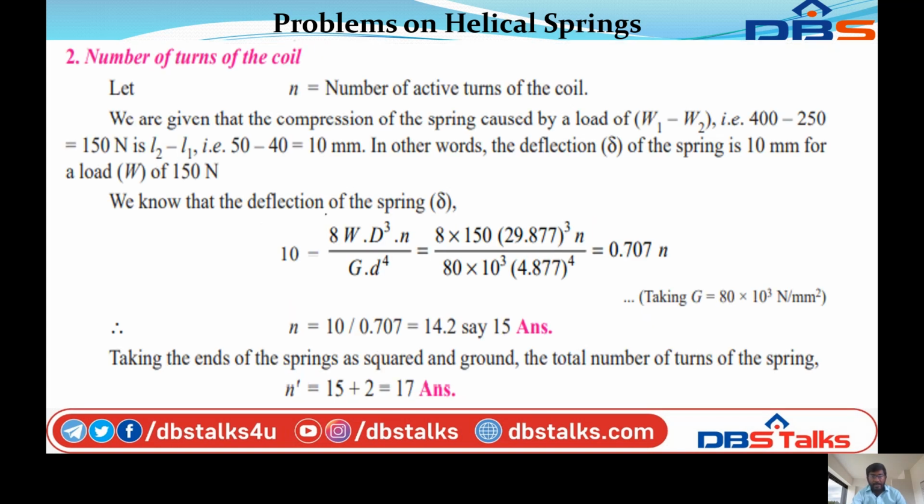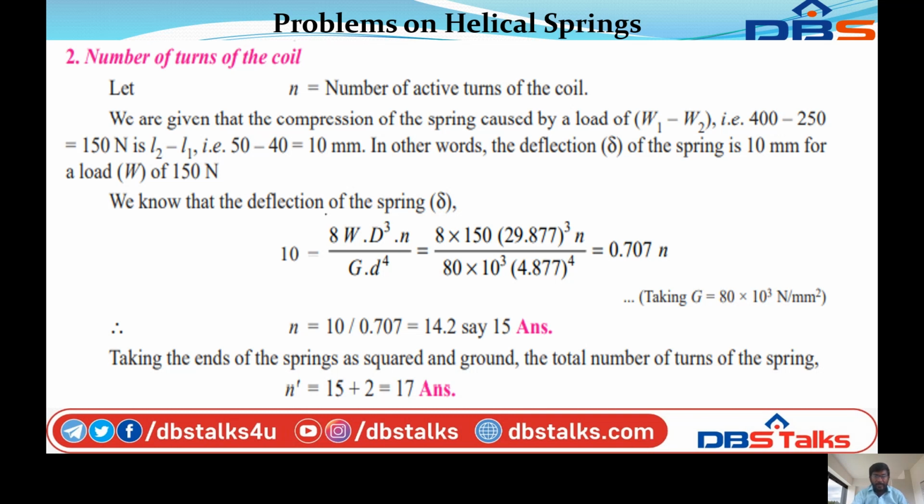Next we calculate the number of turns of the coil. Let N be the number of active turns of the coil. We are given that the compression of the spring caused by a load of W1 minus W2, that is 400 minus 250, equals 150 newtons. Similarly, L2 minus L1, that is 50 minus 40, equals 10 mm. In other words, the deflection δ of the spring is 10 mm for the load W of 150 newtons.